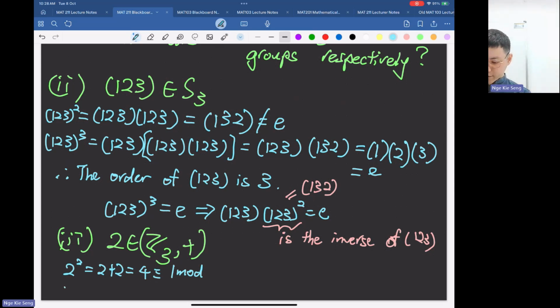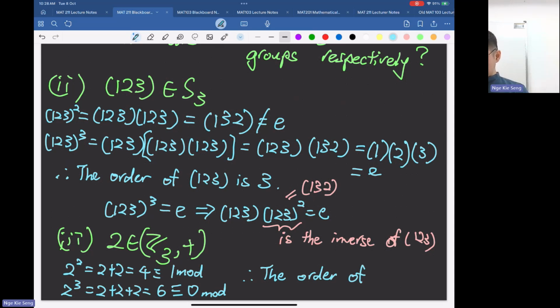So what else can we do? We can continue: 2 to the power 3 is what in this case? How many times do you add 2? 3 times. So 1, 2, 3. You get 6. 6 is 0. 0 is the identity in plus. So we can conclude that the order of 2 is 3. So what's the inverse of 2 here? 2 to the power 2, which is 2 plus 2, which is 4. That works out, right? So 2 plus 4 is 6.